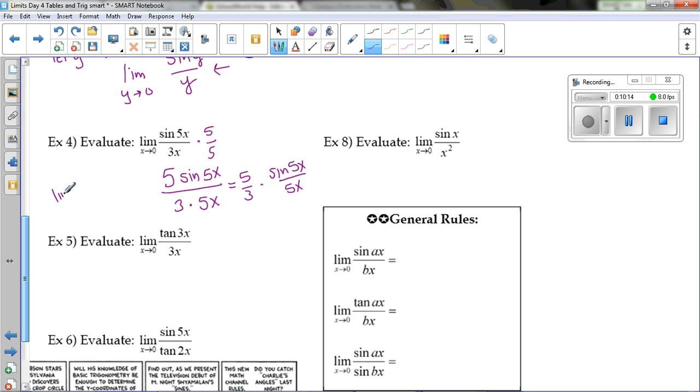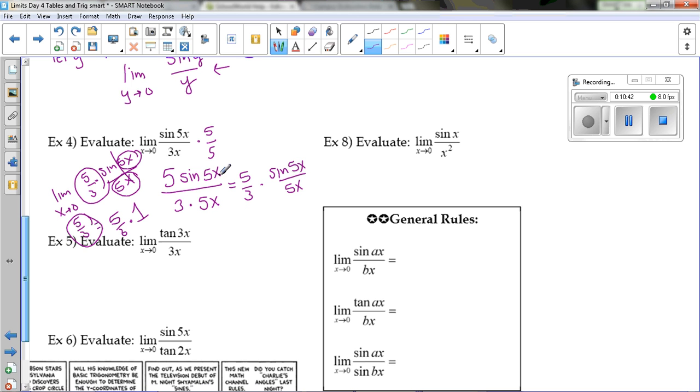So if I then take the limit as x approaches 0 of 5/3 times the sine of 5x over 5x, for the same reason we had above, if these things match, this limit goes to 1. And the limit as x approaches 0 of 5/3 times 1 would just be 5/3. Well, there's got to be a rule there. There is a rule for that.